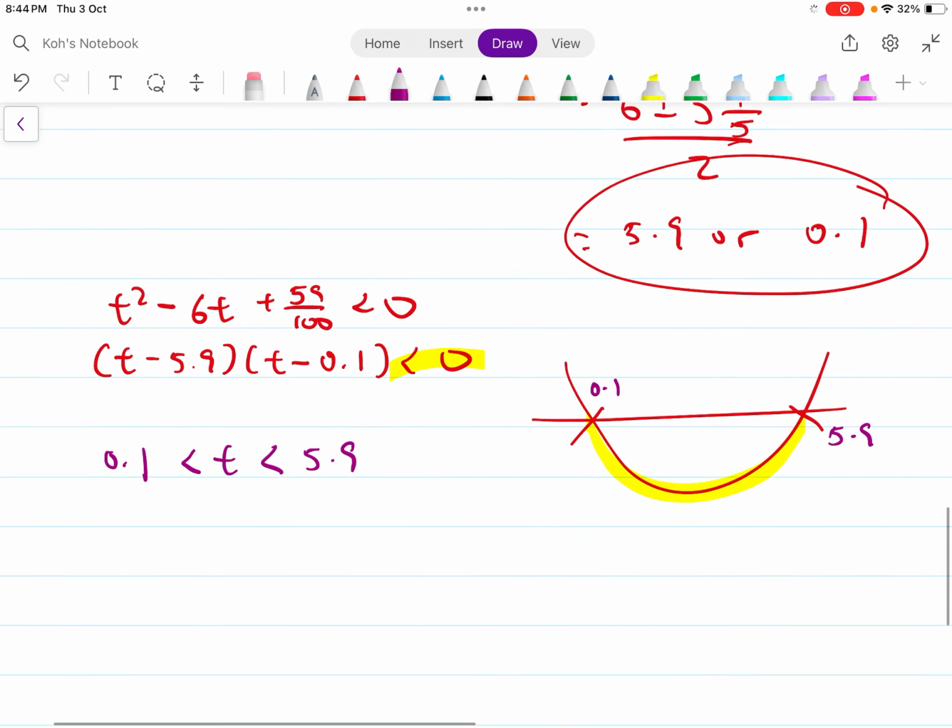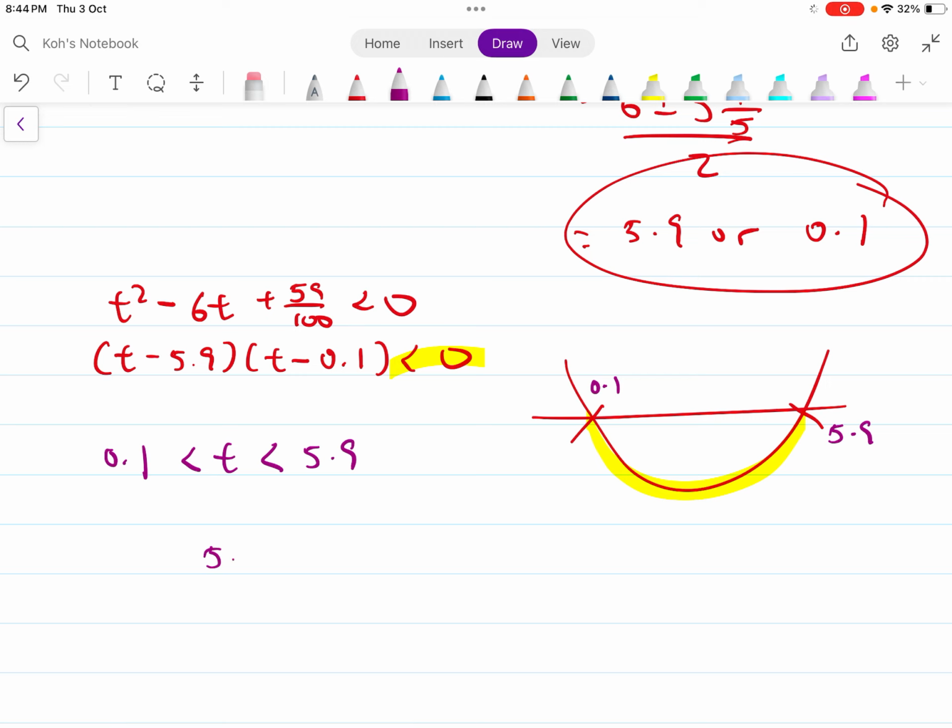Of course they want the amount of time, so you simply use 5.9 second minus 0.1. So it's about 5.8 second. So that is how we do part 2.